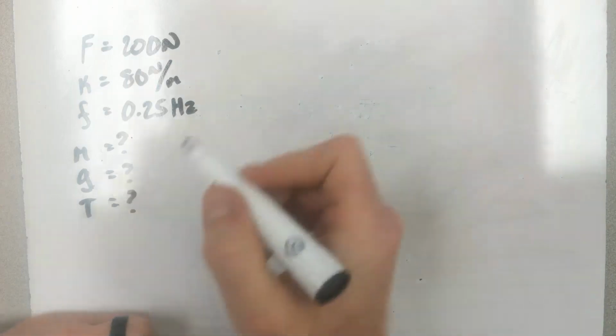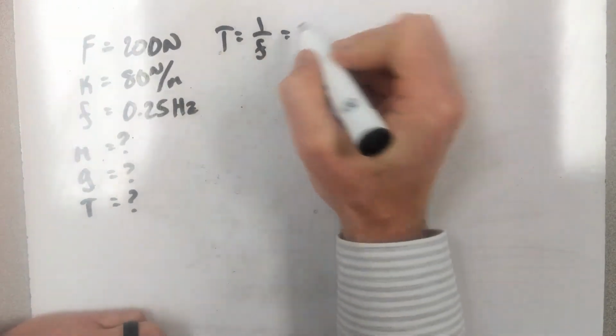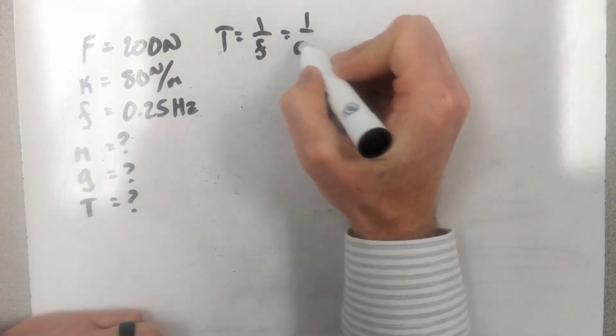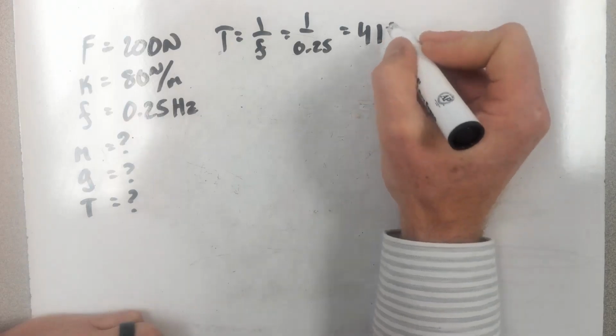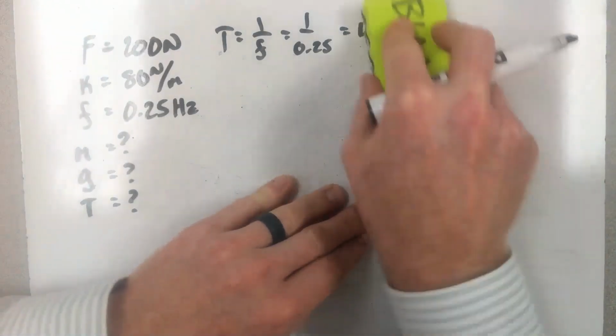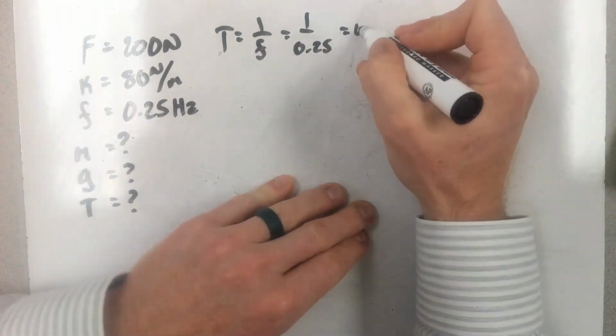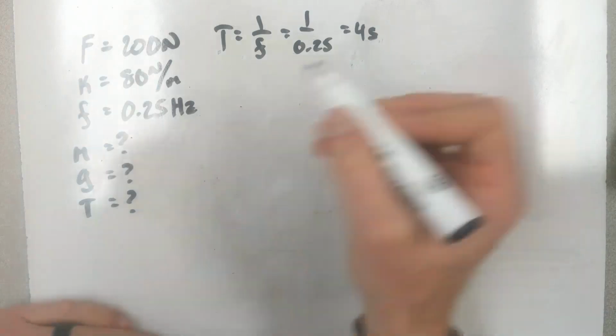Okay. So easiest thing is going to be calculating our period. That's just 1 over f, or 1 over 0.25. And that's just 4 seconds. All right. That was bad handwriting. 4 seconds. Okay? That's what that is. Easy peasy.